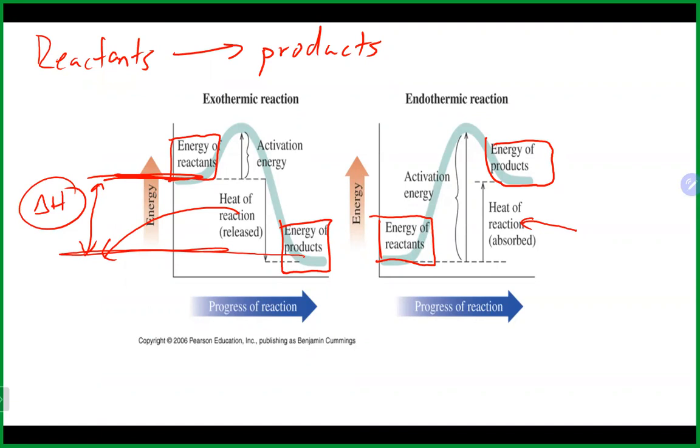Here, the energy of our products is a lower number than the energy of our reactants. So if you take products minus reactants, you'll end up with a negative number, which would indicate that it would be exothermic. Same thing here. If we take the difference between where the reactants start and the energy of where the products end, that difference will give us the delta H for that reaction.